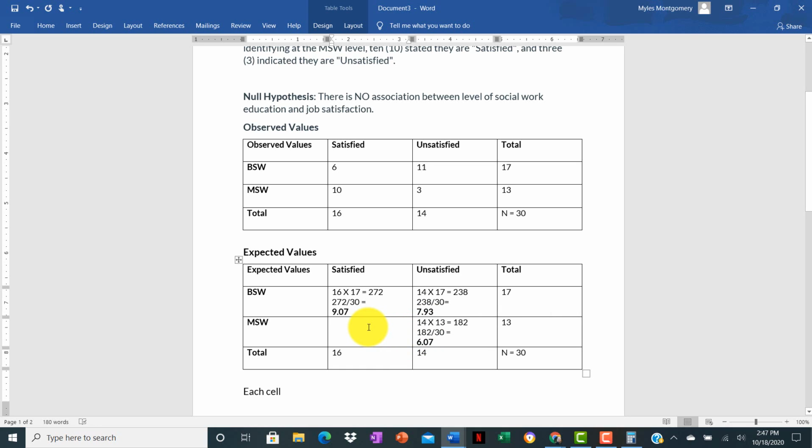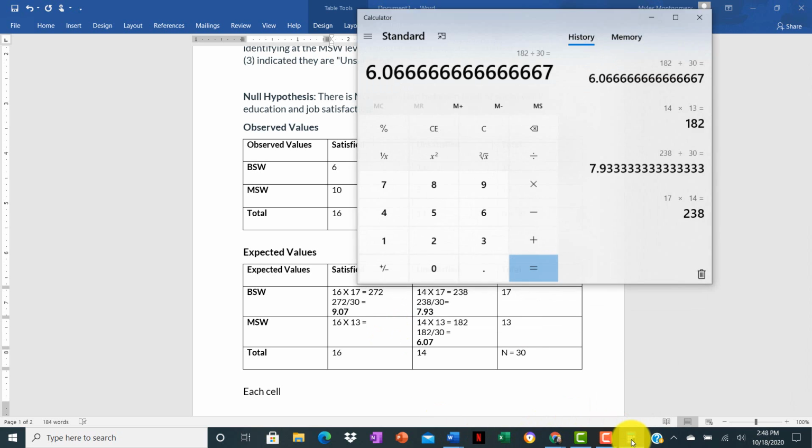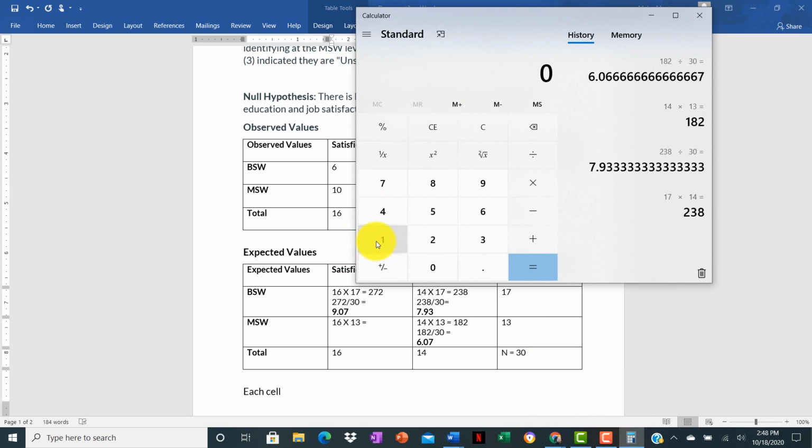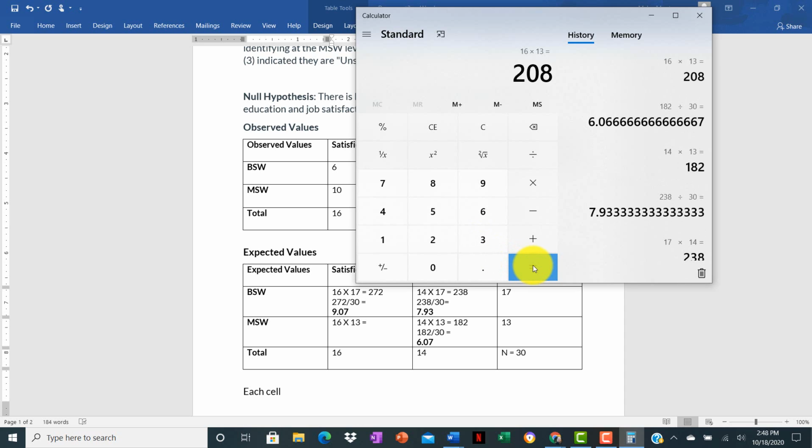And the final cell that we're going to be looking at, you know this, by now it should be routine, okay? To find the expected value at the intersection of MSW and satisfied, okay? This area right here, we're going to take the 16 times, what's the n here? 13, that's the n total, okay? And what's that going to give us? Well, let's just go ahead and do it then. 16 times 13 equals 208, okay? 16 times 13 is 208.